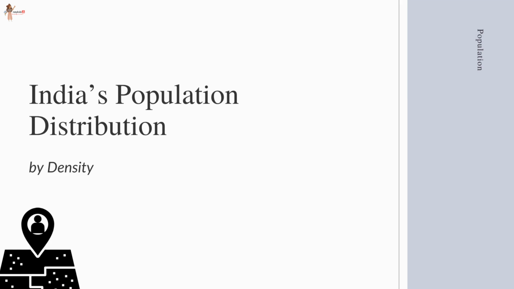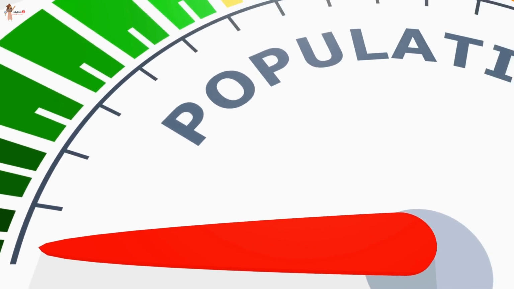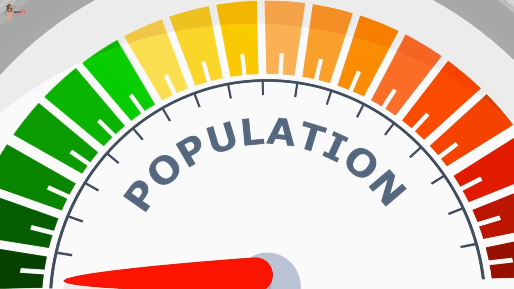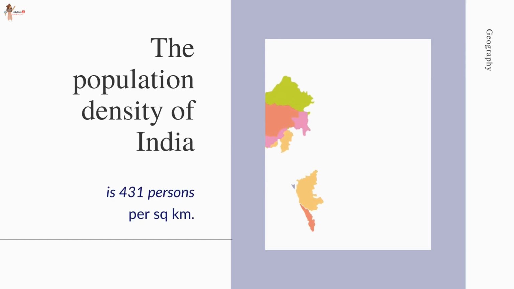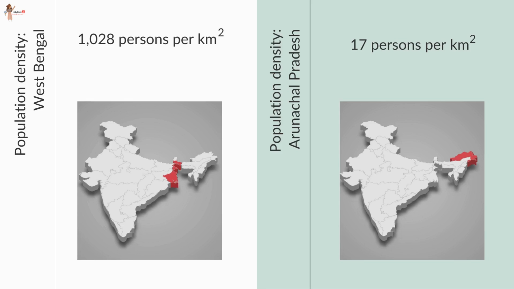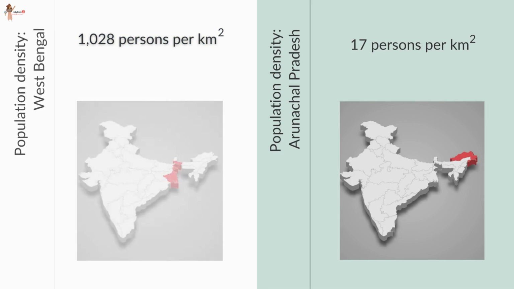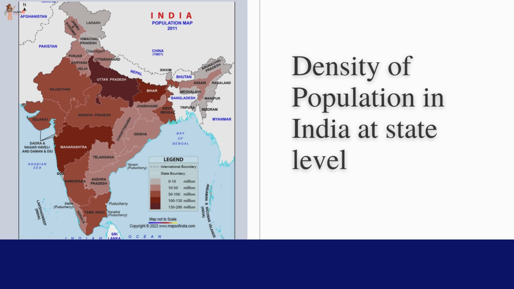Population density provides a better picture of the uneven distribution. Population density is calculated as the number of persons per unit area. India is one of the most densely populated countries of the world. The population density of India in the year 2022 is 431 persons per square kilometer. Densities vary from 1028 persons per square kilometer in West Bengal to only 17 persons per square kilometer in Arunachal Pradesh. A study of the figure here shows the pattern of uneven distribution of population densities at the state level.